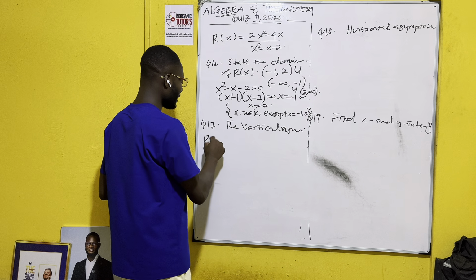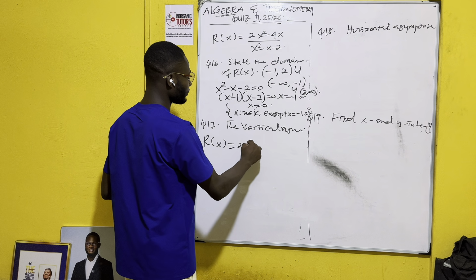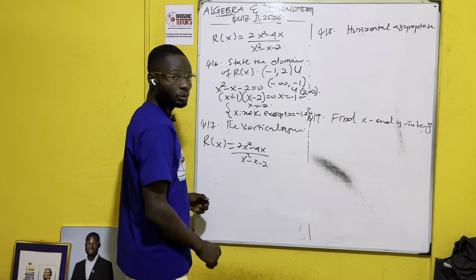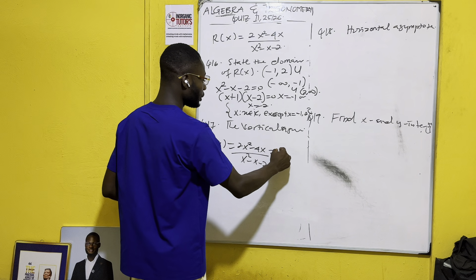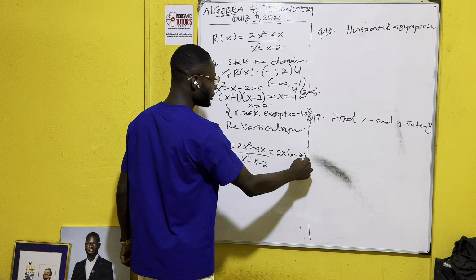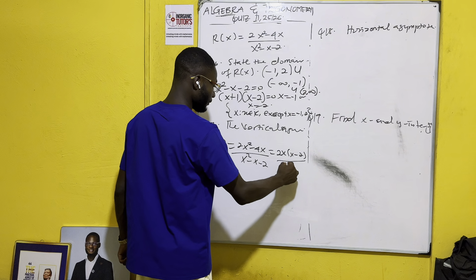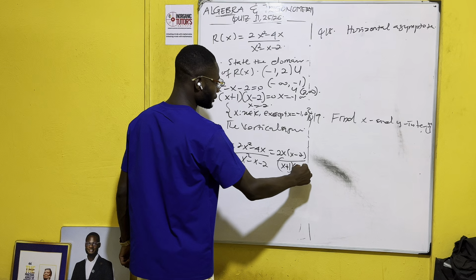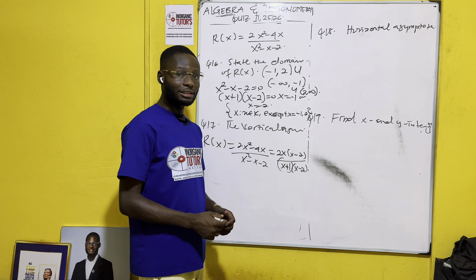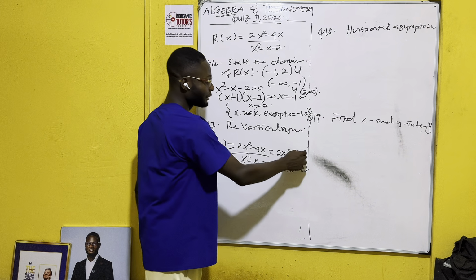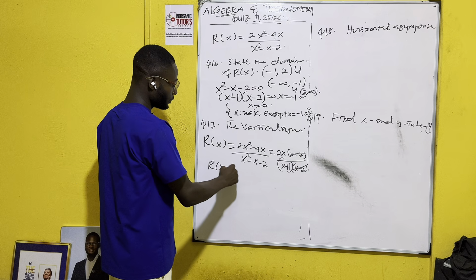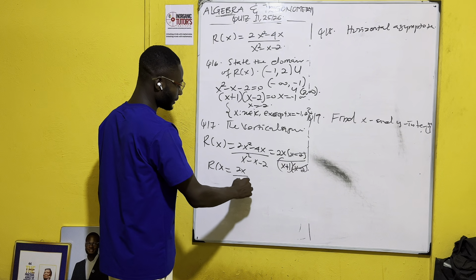So we have r of x is equal to 2x squared minus 4x divided by x squared minus x minus 2, right? And this is equal to, when you factorize the numerator, 2x into x minus 2, divided by x minus 2 times x plus 1. So we can see clearly that x minus 2 will cancel, so cancel this and we have r of x equal to 2x divided by x plus 1.